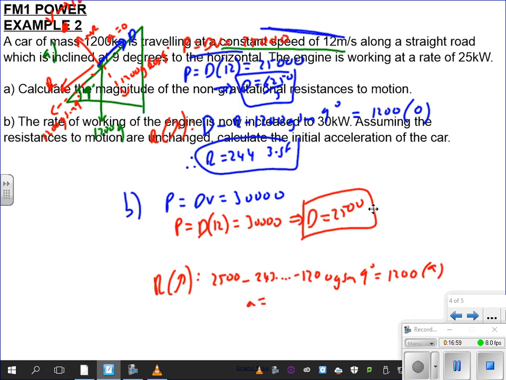Do you see? We're always moving between P equals DV and resolving when it comes to power. So I'm just going to put that on my calculator now. So 2,500, take away 244, take away 1,200 times 9.8 times sin 9, divide by 1,200. Okay, so we should get 0.347 meters per second squared, and that's 3 SF. Okay, must state your accuracy in mechanics.